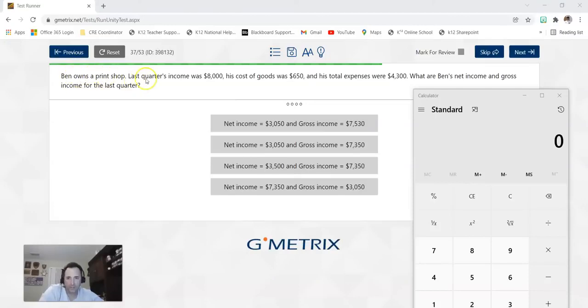Ben owns a print shop. Last quarter's income was $8,000. His cost of goods were $650 and his total expenses were $4,300. What are Ben's net income and gross income?